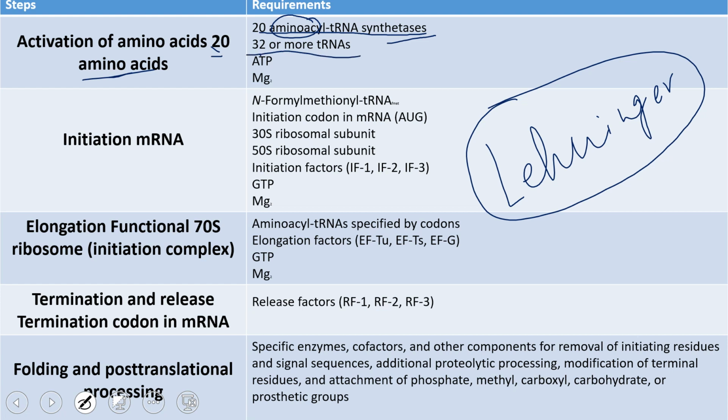33 to 40 tRNA we are having in case of prokaryotes. In eukaryotes up to 50. So we require those tRNA also. हमें energy source चाहिए in the form of ATP. And whenever we are going to consume energy we require magnesium ion. So this is our requirement for the activation of amino acid.